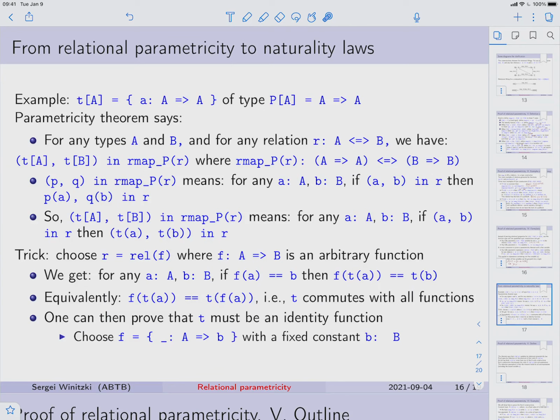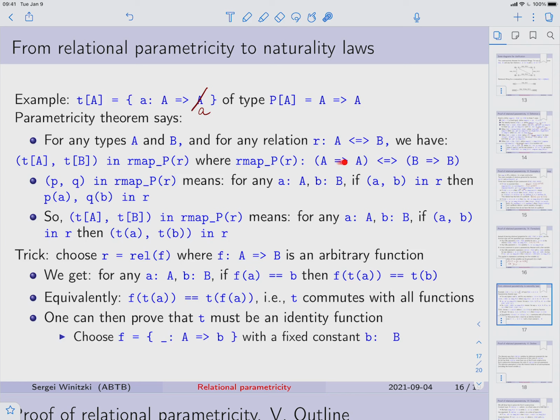How will we use that theorem once we prove it? So here's an example. Let's say we have this code. Oh, this is a mistake. This must be lowercase a. So this is a code of the identity function of type a to a. Let's apply the parametricity theorem to this code. For any types a and b, for any relation R between a and b, t of a, t of b must be in the relation lifted to R.